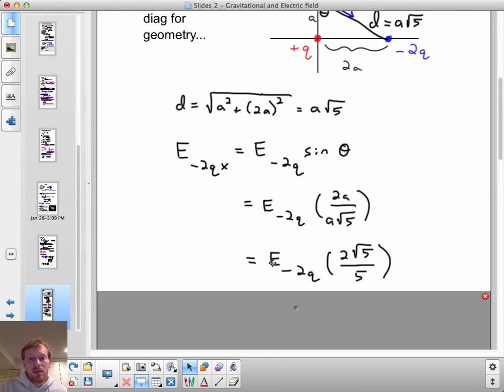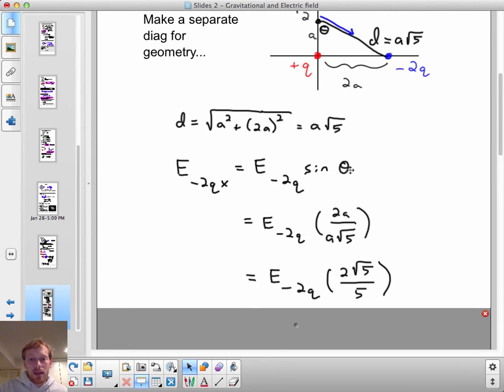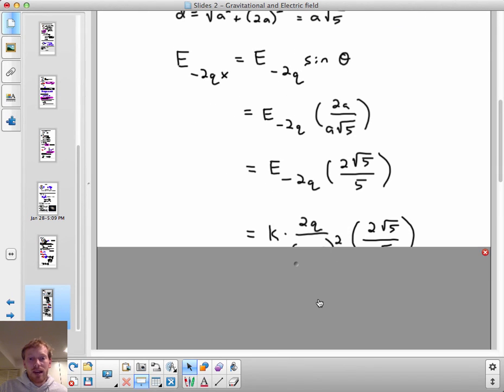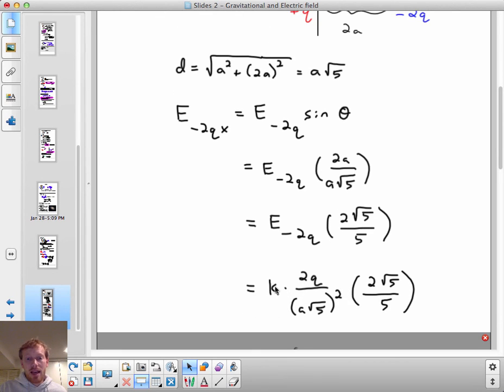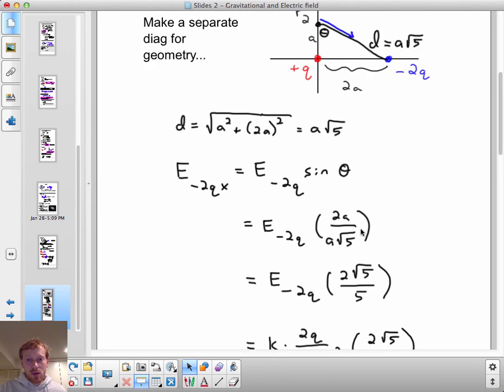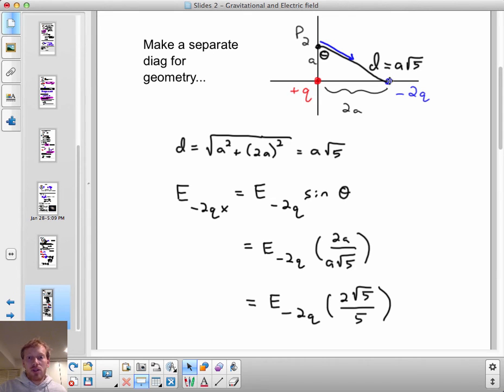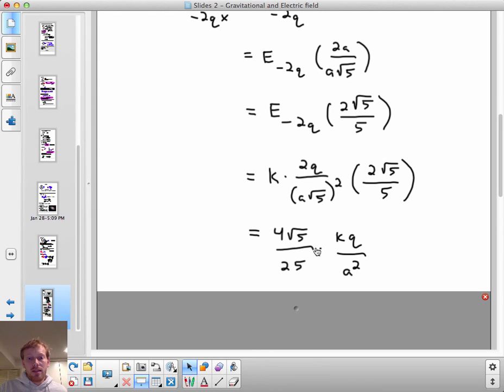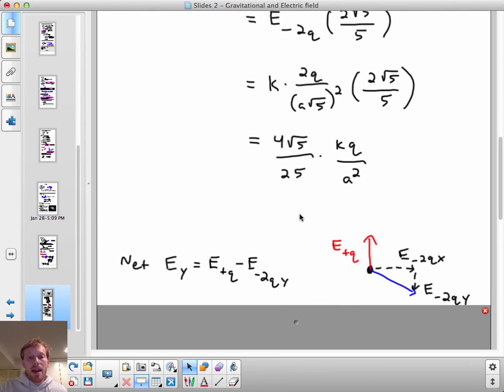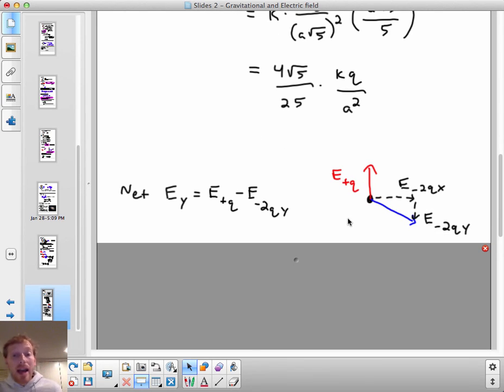And so, let's see. The x component is equal to the whole blue magnitude times 2 root 5 over 5, and the whole magnitude of that blue vector is what we get from the expression for electric field from a point charge, k times the magnitude of this charge, 2q, divided by the distance squared, the distance between the charge creating the electric field and the location in question. And simplify, simplify, simplify.